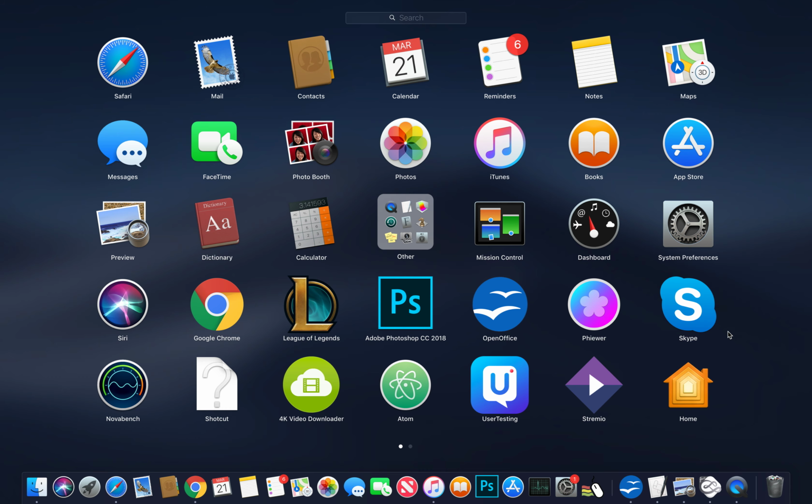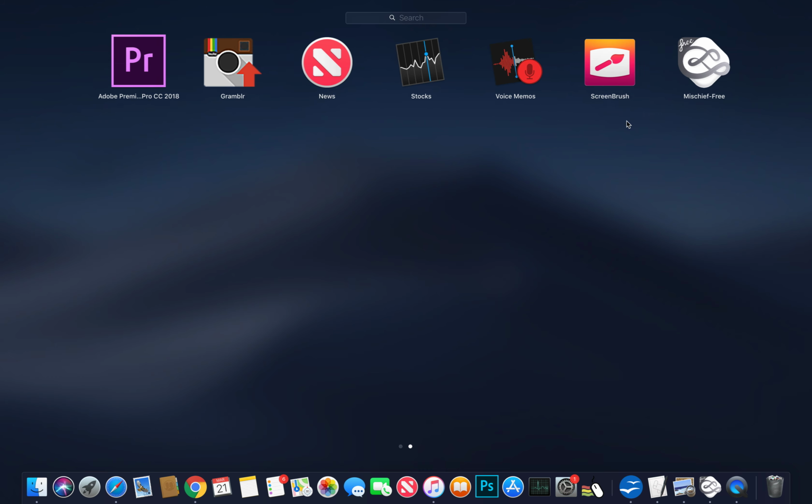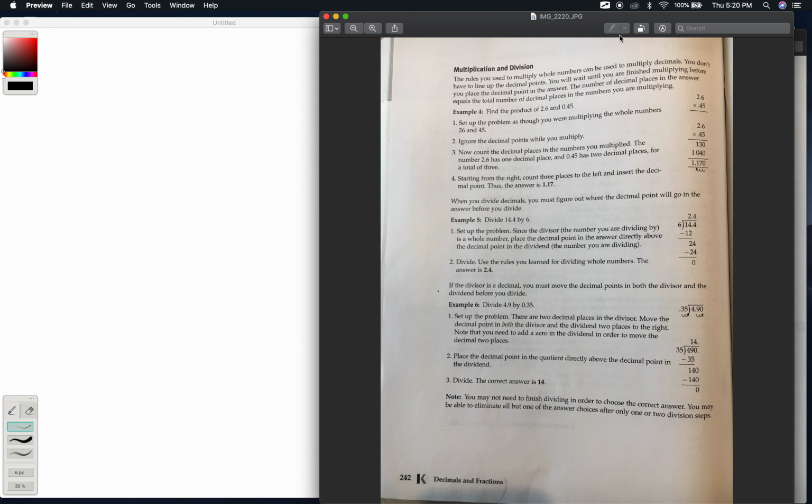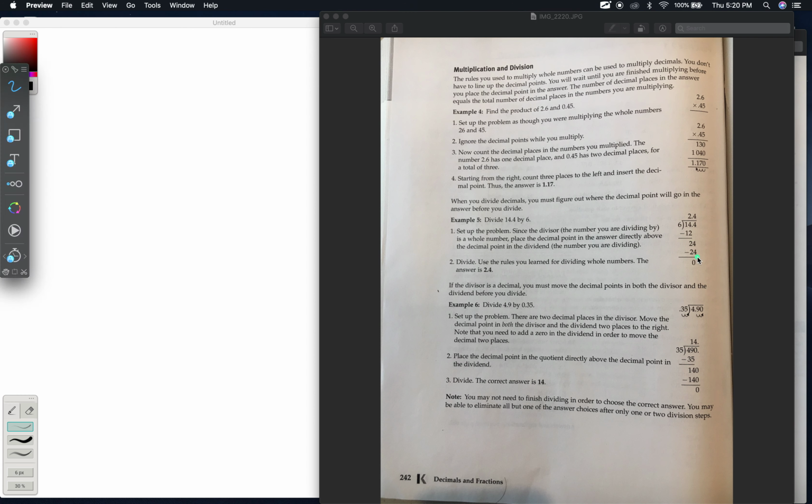Let's see where I had that. Here we have it, screen brush. That way you can see where my cursor is. Okay, so let's see where we were at.